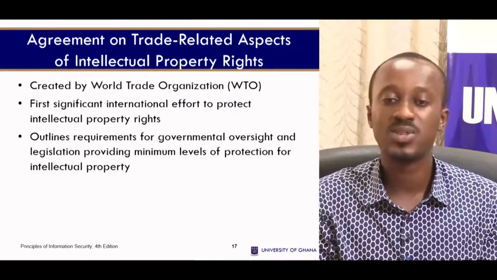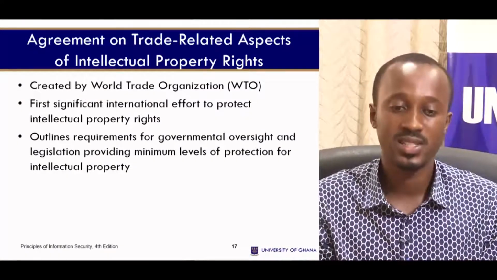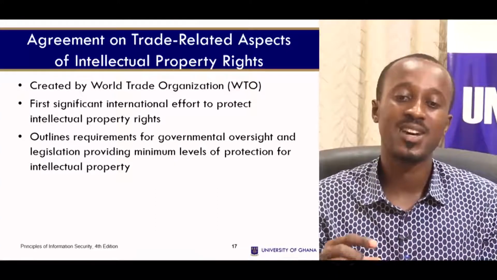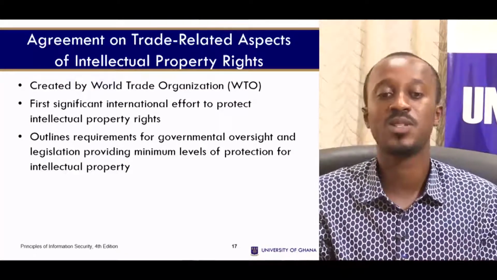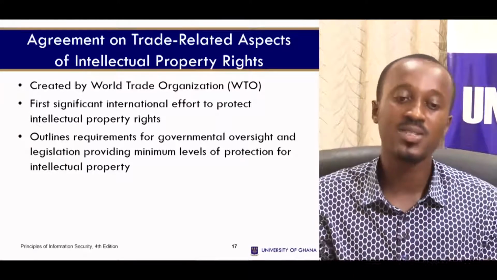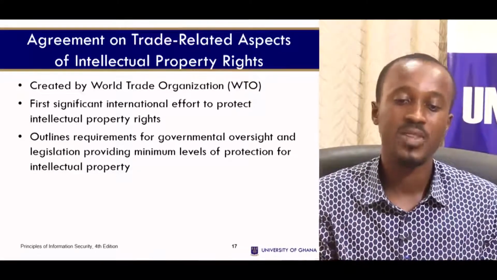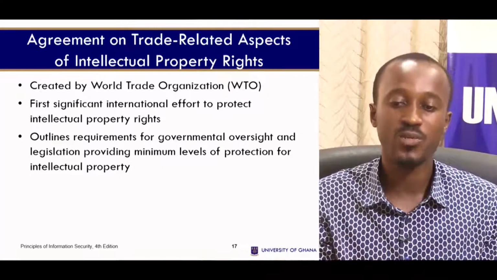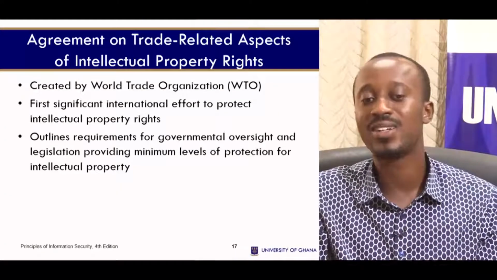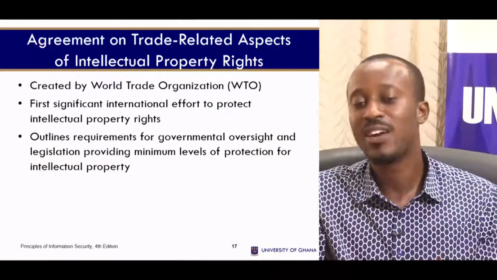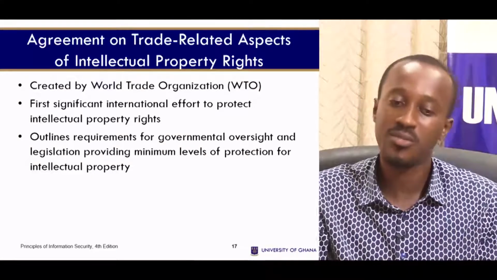Now let's take a look at the Agreement on Trade-Related Aspects of Intellectual Property Rights. This was created by the World Trade Organization, the first significant international effort to protect intellectual property rights. It outlines requirements for governmental oversight and legislation providing minimum levels of protection for intellectual property. So the WTO, World Trade Organization, did their best to outline certain requirements which governments would oversee and provide a form of legislation to provide some minimum levels of protection for intellectual property.